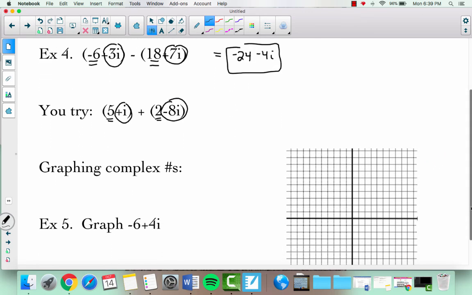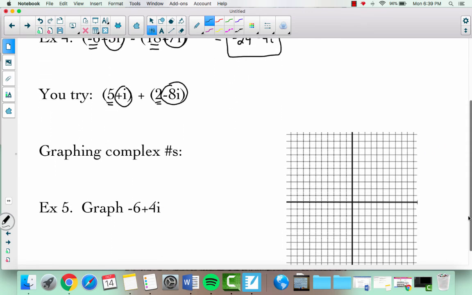The last thing in this section is where we will graph complex numbers, and again, very easy, very quick, just a little bit of a different notation. Remember, in the past when we've graphed things, we've always used x and y for our axis. But now when we're talking about complex numbers, we have a different range of numbers to work with. So instead of calling our axis x and y, we're going to call them the real axis and the imaginary axis, because we have 2 different parts to our number.